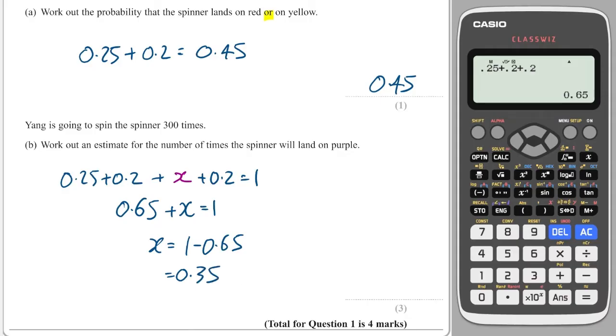Now, if you want to work out an estimate for the number of times a spinner lands on a particular event, then you take the number of times it's spun multiplied by the probability of it landing on that particular colour. So it's 300 multiplied by 0.35, and we get 105. Perfect.